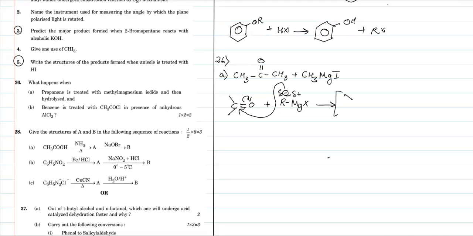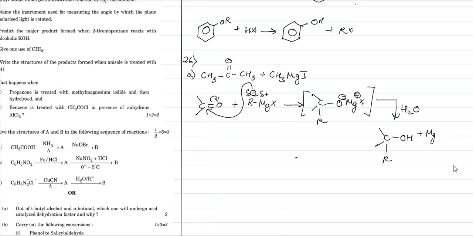Now, this on the other hand, oxygen has a minus charge, magnesium has a positive charge, then you have an X. And this undergoes hydrolysis for us to get alcohol, OH plus MgOHX. So this is our general Grignard's reaction.